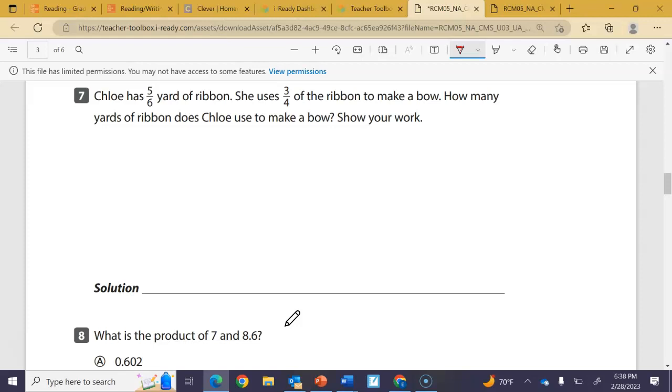All right, I'm going to show you how to solve the problem. Because I noticed the magical word "of," I know this is a multiplication problem. I have 5/6 of a yard of ribbon, and she uses 3/4 of that 5/6. So we're going to multiply 5/6 times 3/4. You can show it with any method you would like, but I'm just going to multiply straight across.